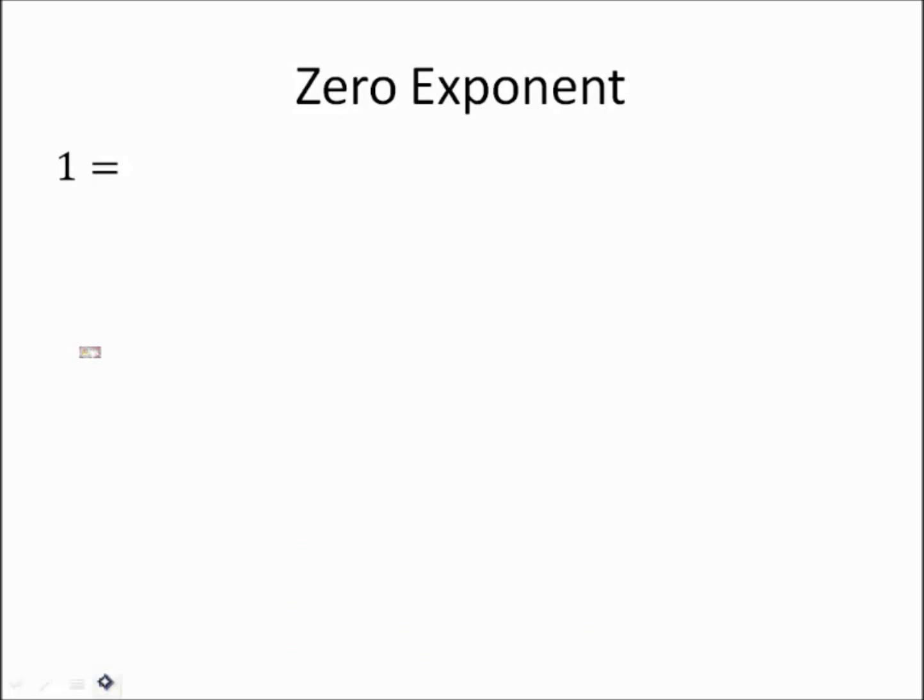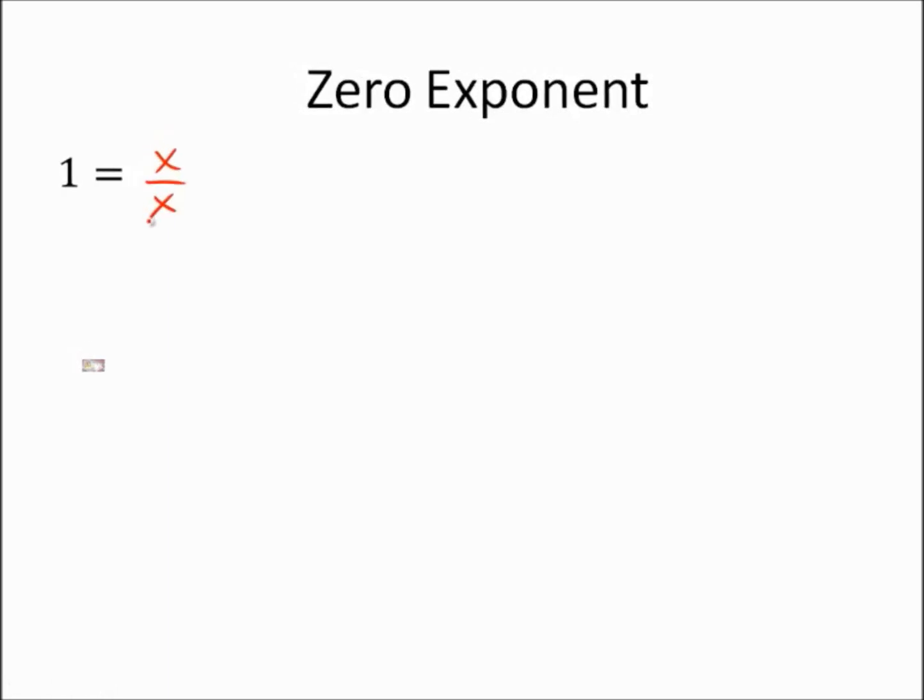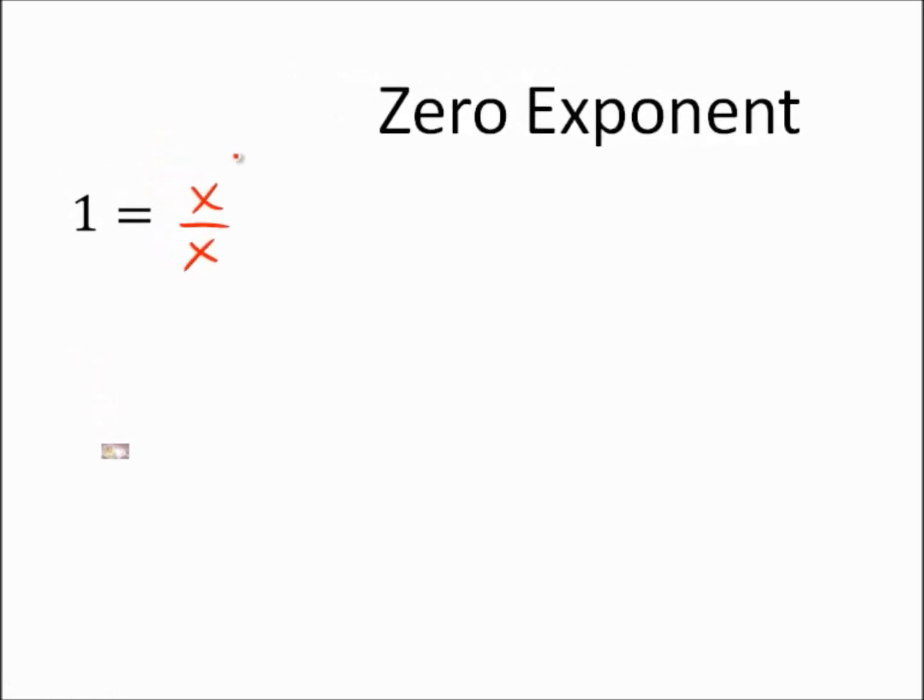All right, now let's look at rearranging 1. How could we rewrite 1? Well, we could write it as anything over itself, as a fraction. You'll notice that means we're taking x to the power of 1 over x to the power of 1, for example, which means x to the power of 1 minus 1, which means x to the power of 0.